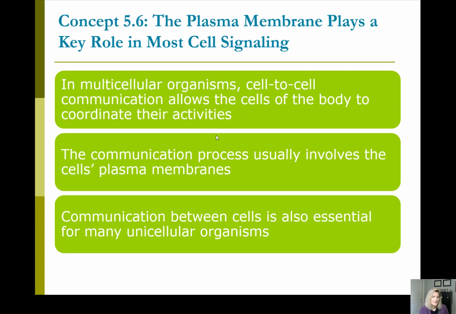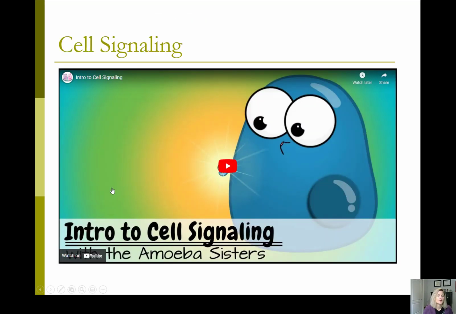In order for the cells to communicate, they're going to have to use their plasma membranes, because that's what typically comes in contact with each other. And this is not just for multicellular organisms. Unicellular organisms also need to communicate with other unicellular organisms. So cell signaling is essential to basically all forms of life. We're going to start out with an Amoeba Sisters video to introduce us to this, because it can be a pretty complicated topic.